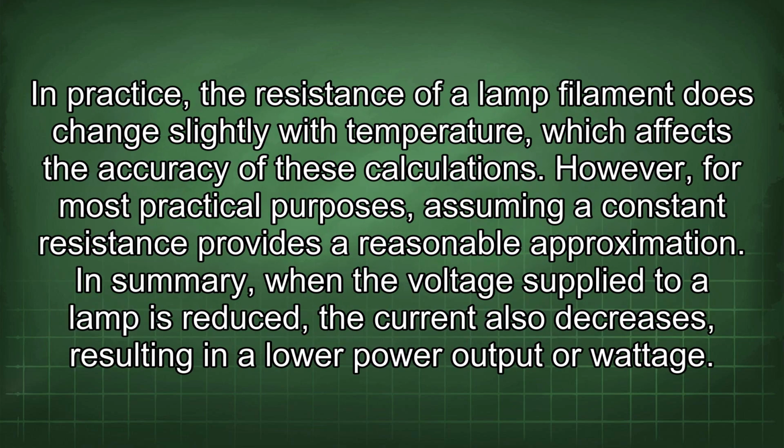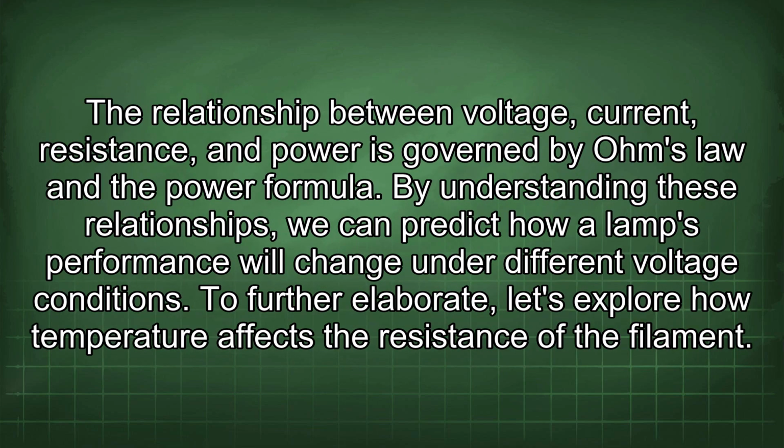In practice, the resistance of a lamp filament does change slightly with temperature, which affects the accuracy of these calculations. However, for most practical purposes, assuming a constant resistance provides a reasonable approximation. In summary, when the voltage supply to a lamp is reduced, the current also decreases, resulting in a lower power output or wattage. The relationship between voltage, current, resistance, and power is governed by Ohm's law and the power formula. By understanding these relationships, we can predict how a lamp's performance will change under different voltage conditions.